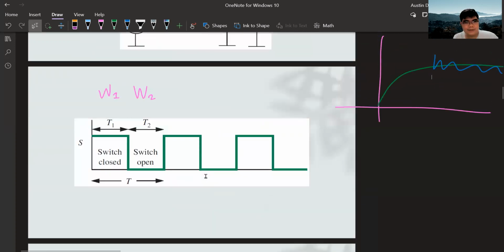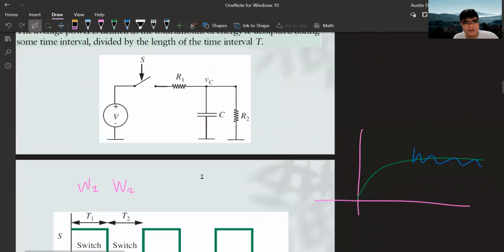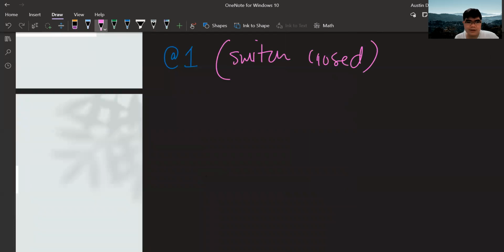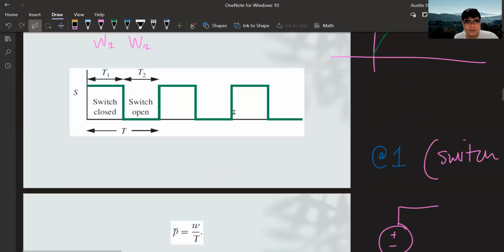So let's try to break our system down. So first things first, muna tayo at region 1, kung saan switch is closed. Okay? Switch is closed. Ang itsura ng circuit natin would be something like this. Let me just flip it up.